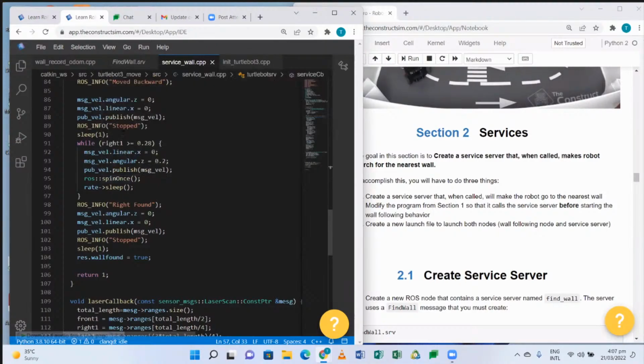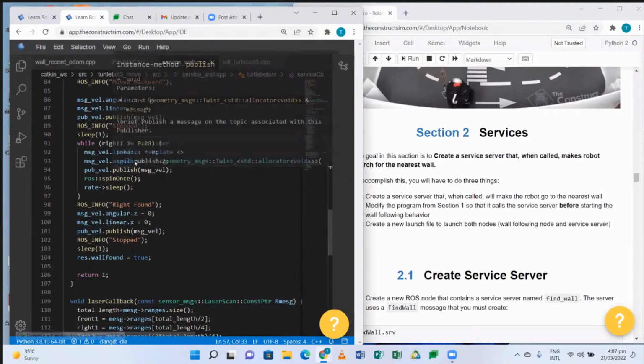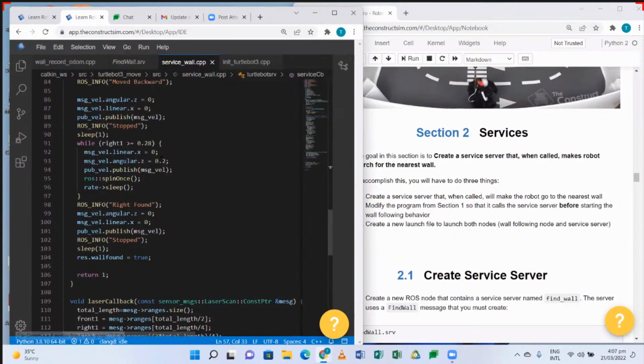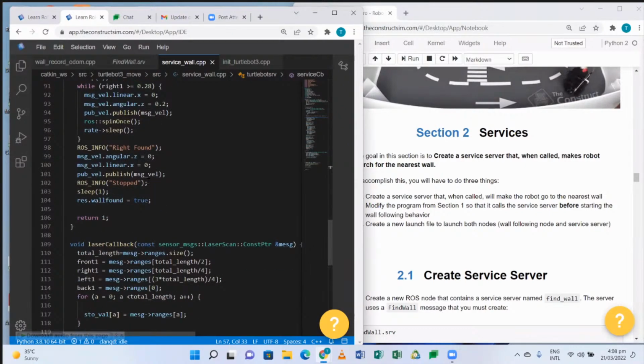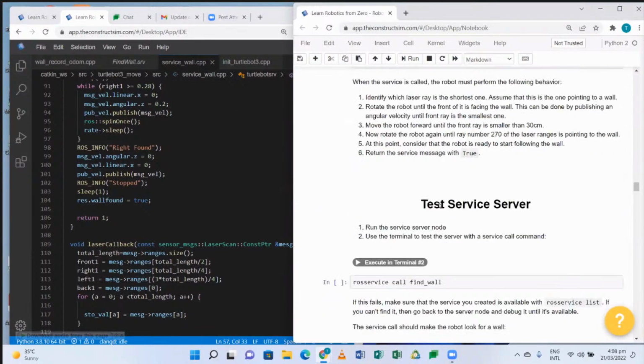Now we know that the front is around 0.3 distance from the wall. Now it will keep rotating anti-clockwise until the right distance is greater than 0.28. Here I have again kept a margin. I could have written 0.3 or something like that, but I have kept a margin. And now it will stop, and then the response is that the wall has been found and it is true. And that's the second part, the service.